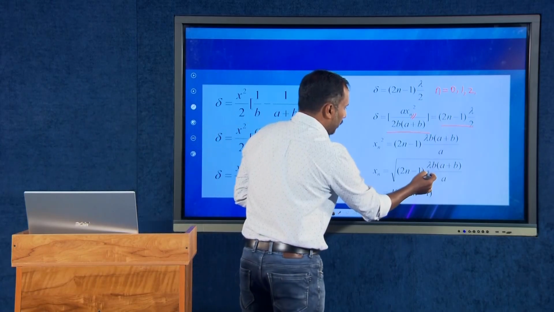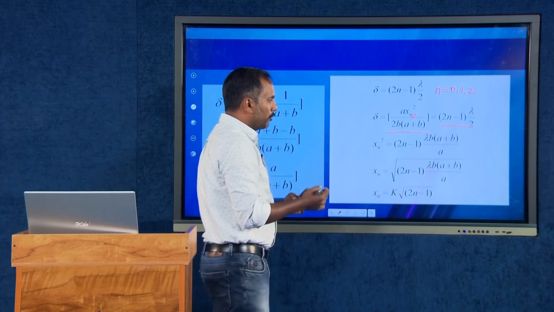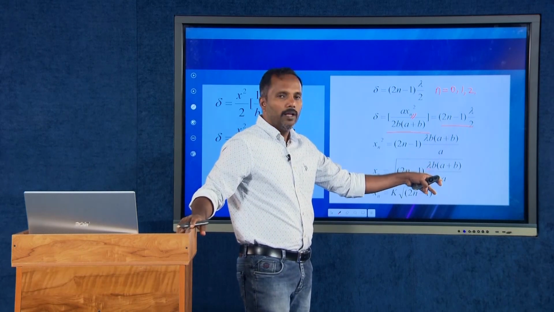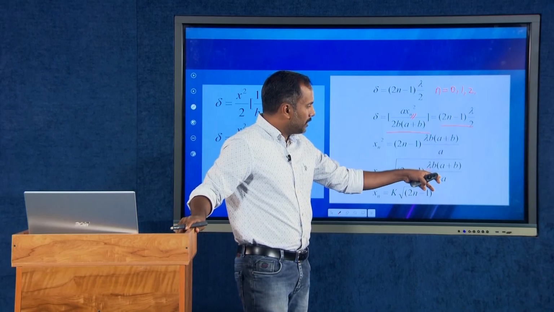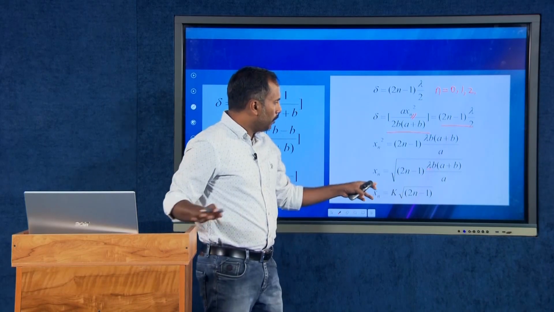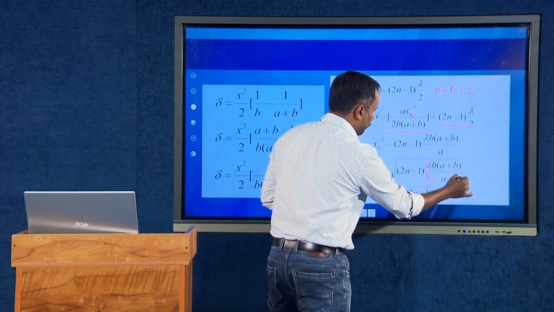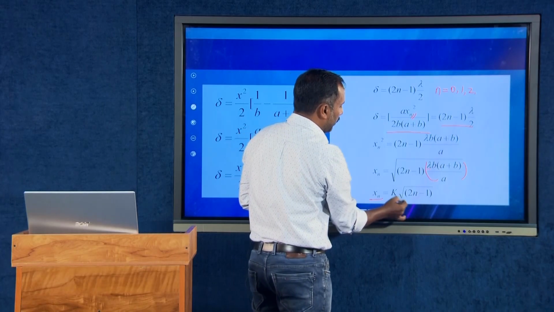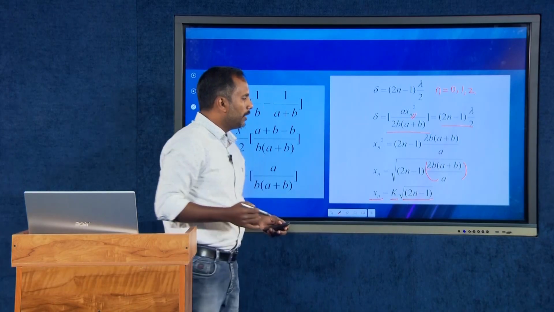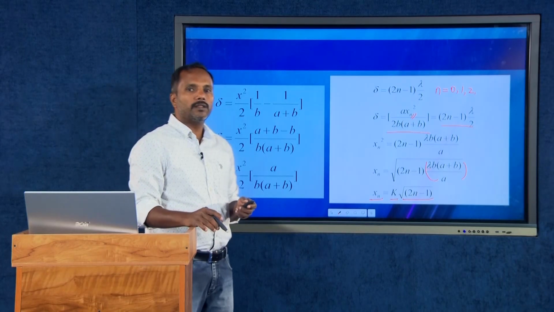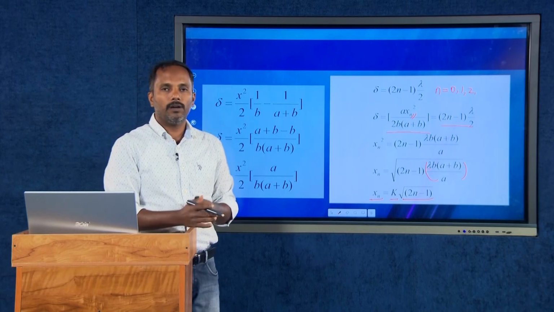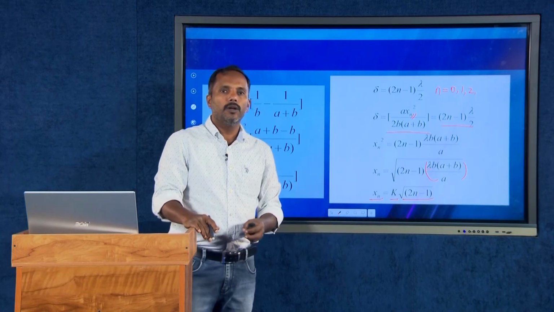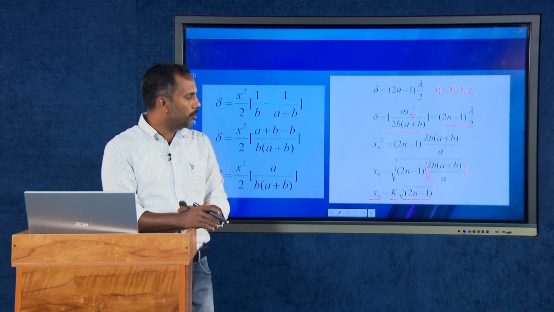Here lambda for a monochromatic light is a constant value, and b and a in the experimental setup are also constant values. So I am taking this entire term under root as k, therefore xn is equal to k into root of (2n minus 1). That means the position of the nth bright band at point P is directly proportional to under root 2n minus 1.